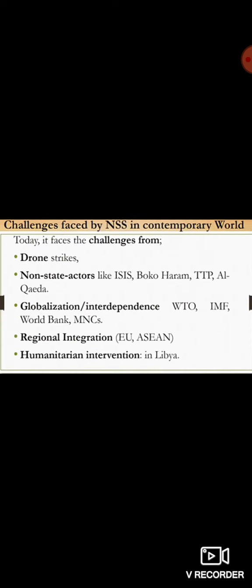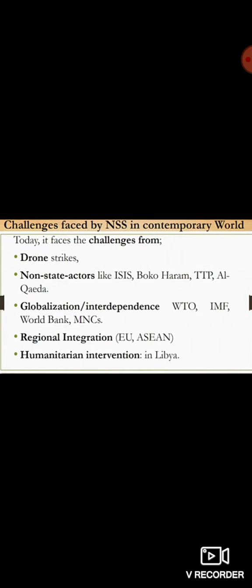And we will discuss this in the challenges. Challenges faced by the nation state system in the contemporary world. Today it faces challenges from drone strikes. We have seen drone strikes from a powerful country on non-powerful countries, for example America in Afghanistan. We have seen many drone strikes by America in Afghanistan. Likewise, non-state actors like ISIS, Boko Haram, TTP, Al Qaeda, etc. interfere a lot in a country and state.